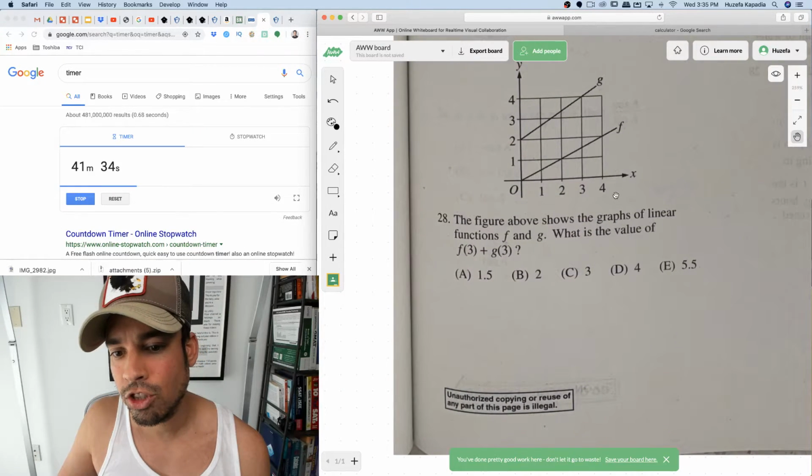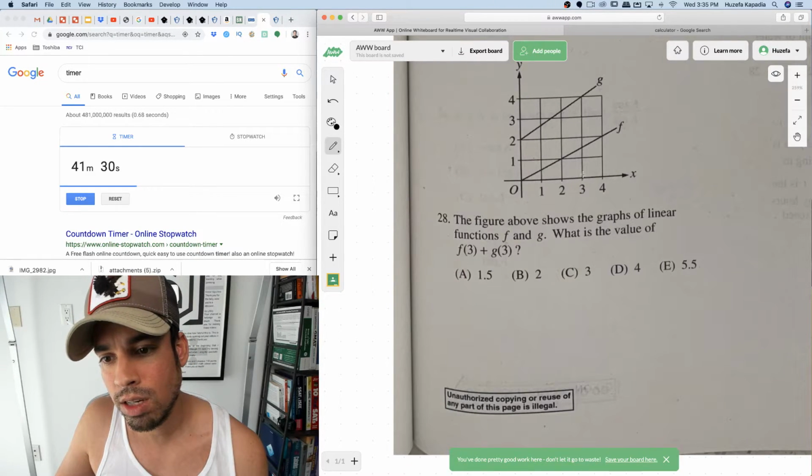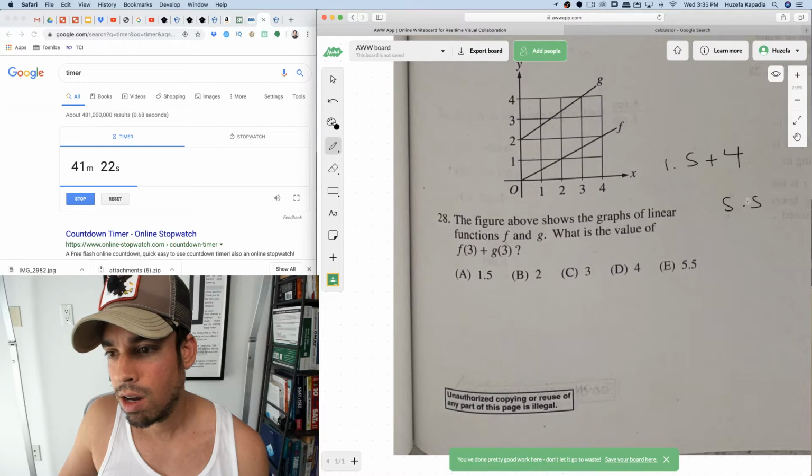The figure above shows the graphs of linear functions f and g. What is the value of f of 3 plus g of 3? F of 3 is 1.5. G of 3 is 4. So 5.5.